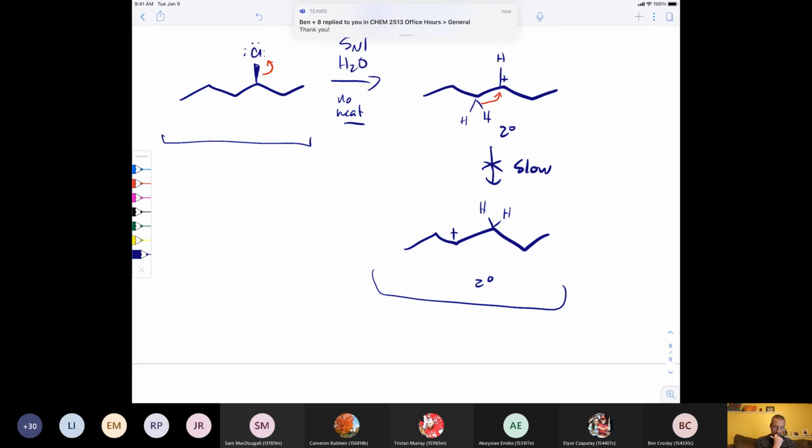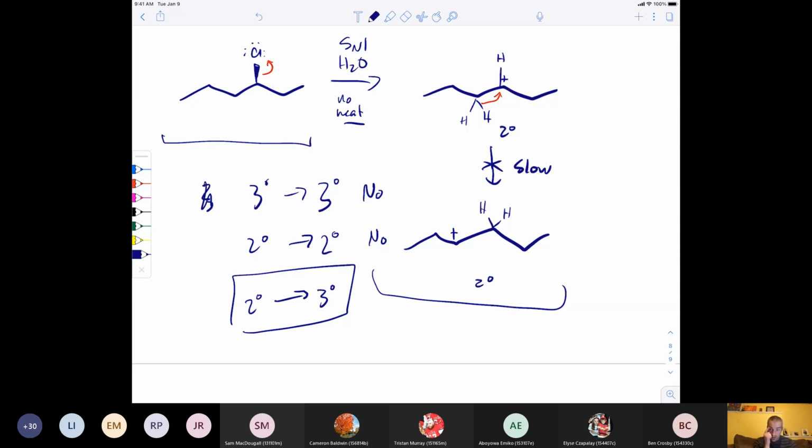Perfect. Good. So tertiary to tertiary is a no. Secondary to secondary is a no. Secondary to tertiary is the only one you need to worry about.